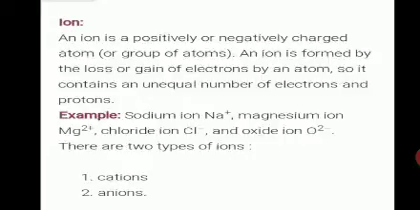Actually these ions are formed by the loss or gain of electrons by an atom. I told you, inside an atom there will be a positively charged particle and a negatively charged particle. So ions are formed by loss or gain of electrons by an atom.